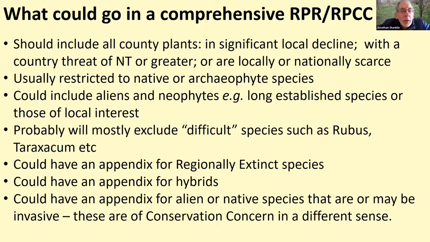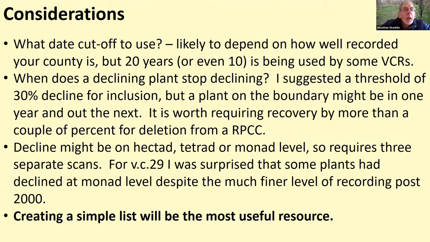You might want an appendix for species that are no longer present in the county or area. You could have an appendix for hybrids. And it's also worth having an appendix of species that are of conservation concern for a different reason, and that is because they may be or potentially are invasive.